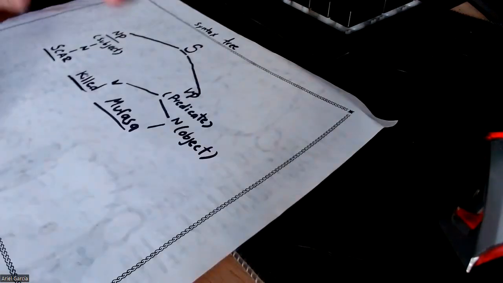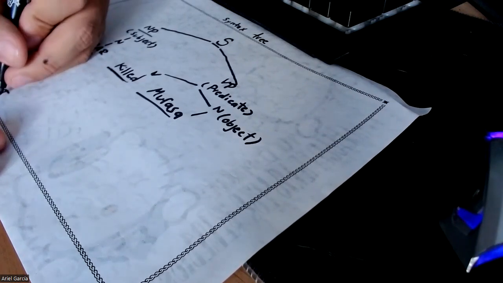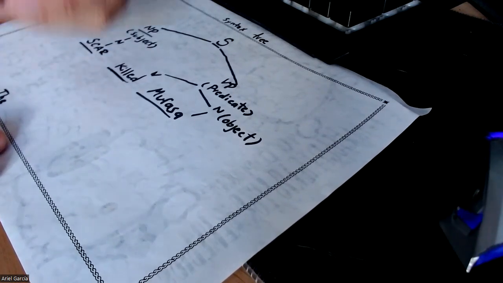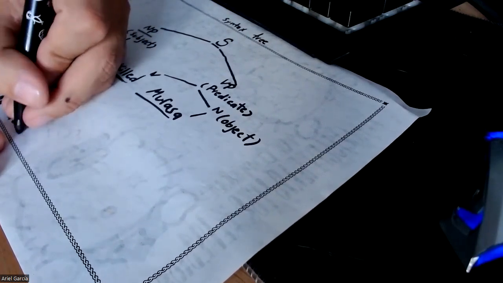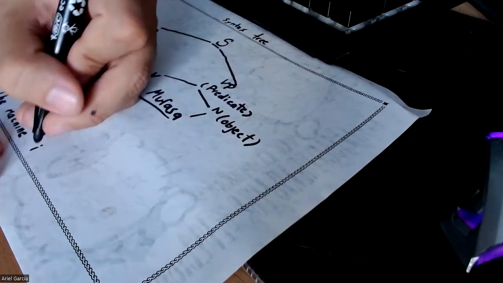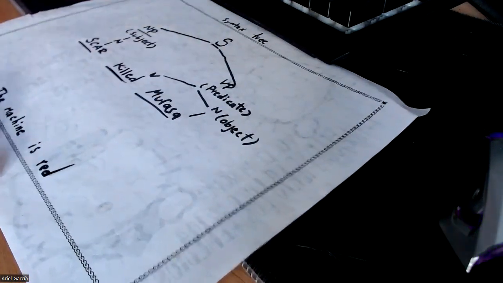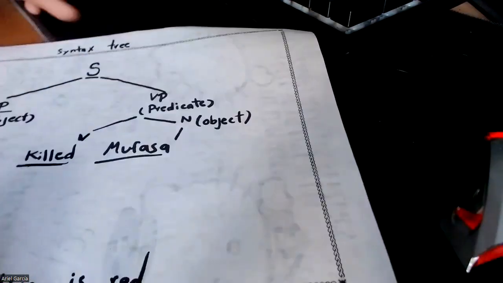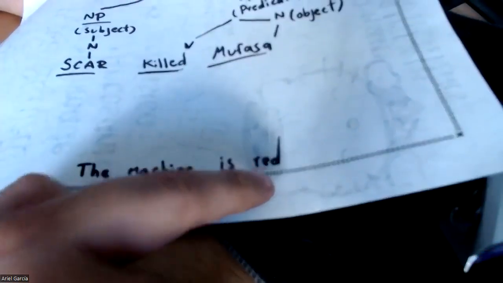Okay, now I'm going to put an example. I'm going to put "the machine is red." Okay, so right here, the machine is red.